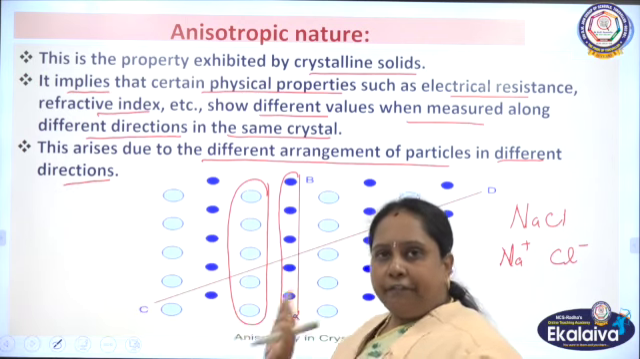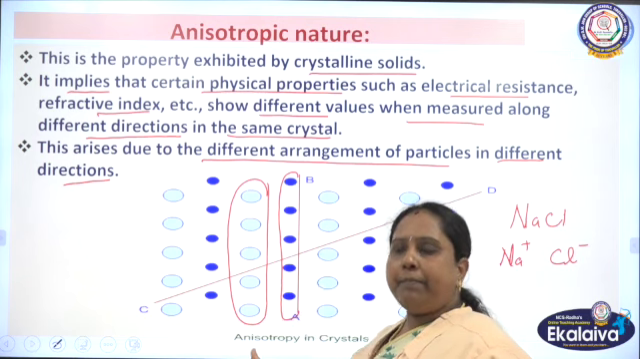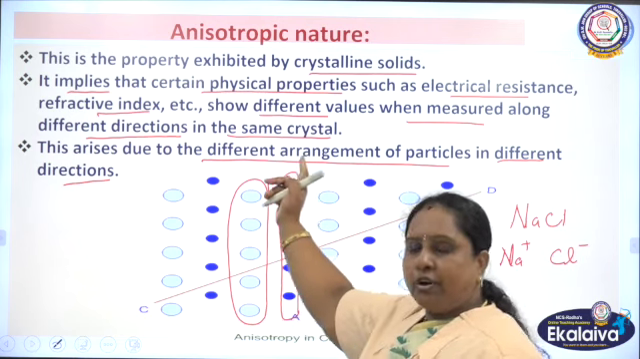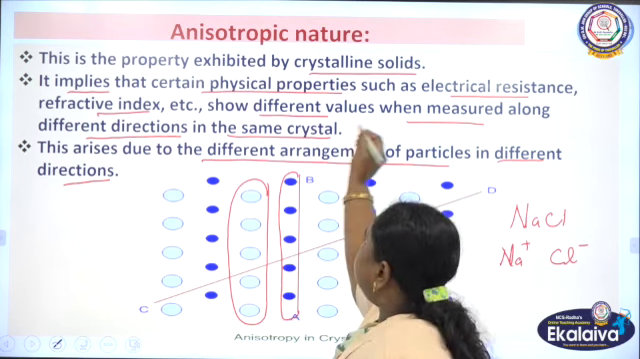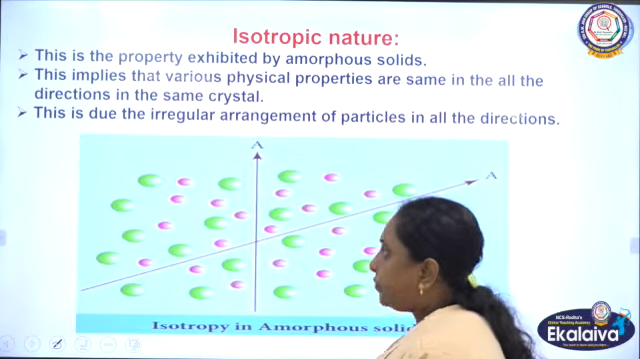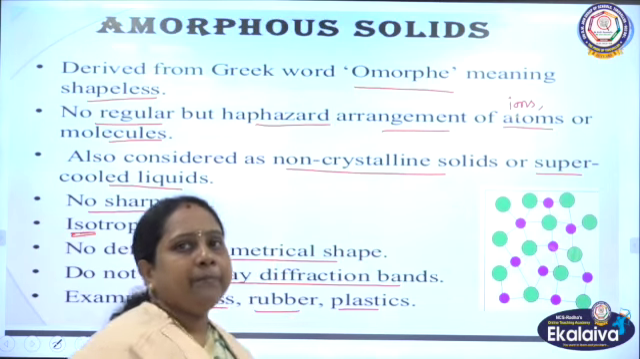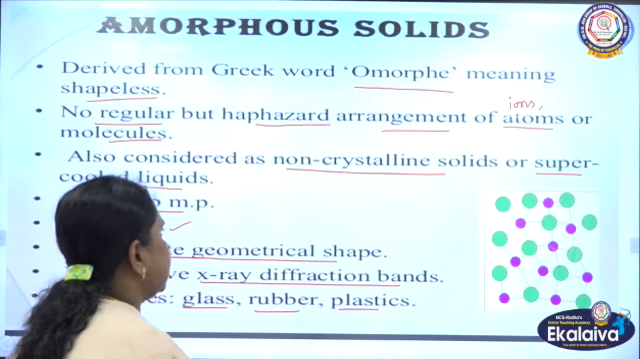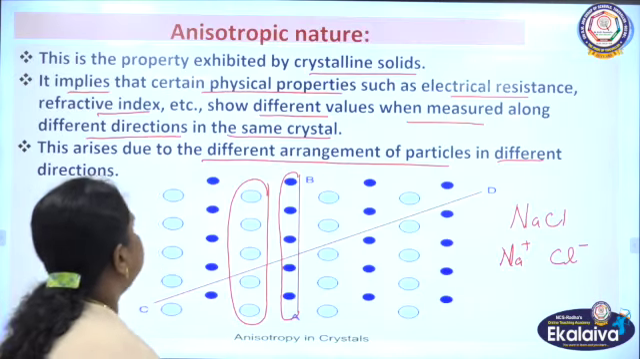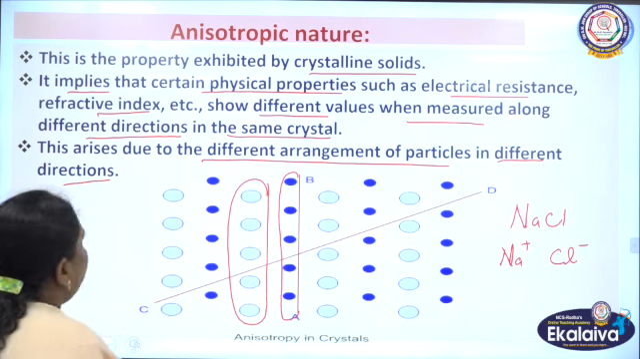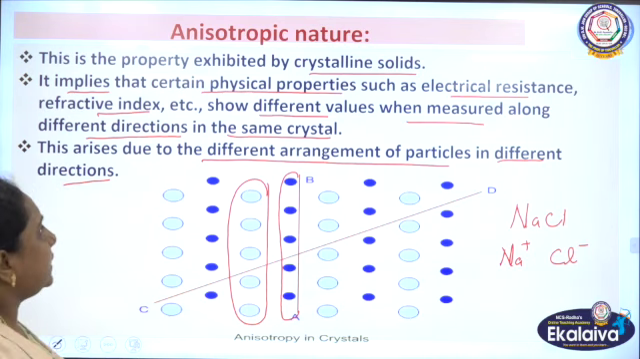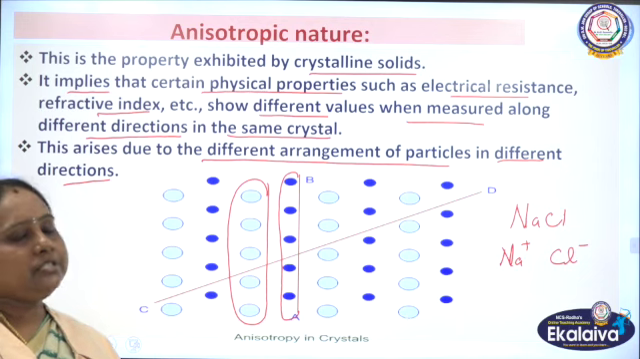Due to this different arrangement of the particles in crystalline solids, it will show different values for physical properties like refractive index, electrical conductivity, resistivity, all those things. So this is what is meant by the anisotropic nature of crystalline solids.